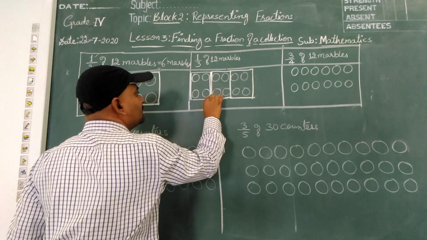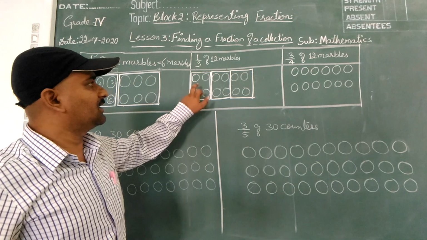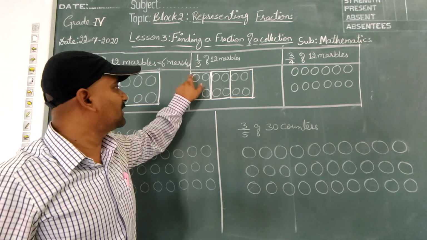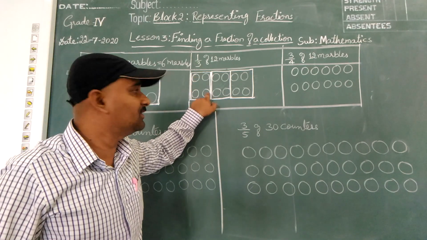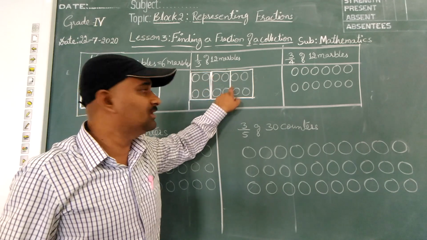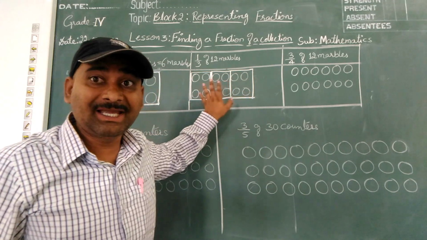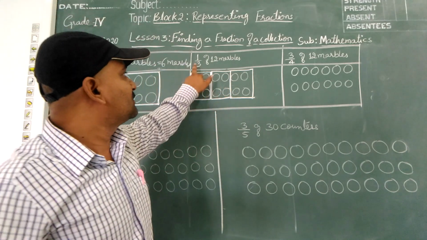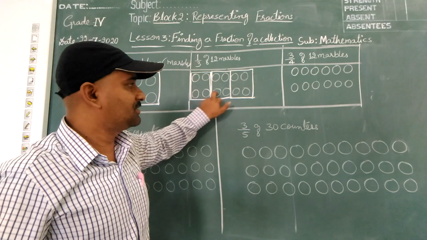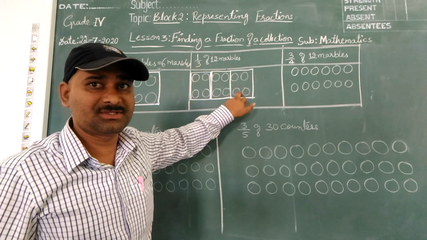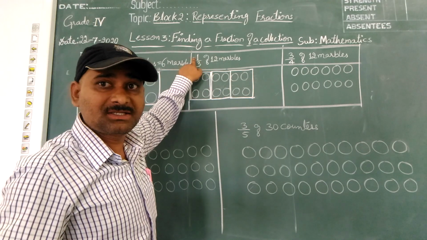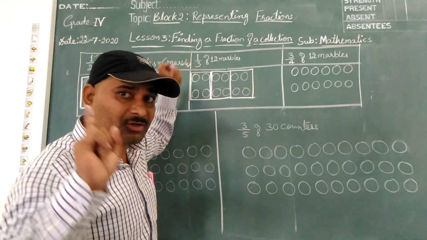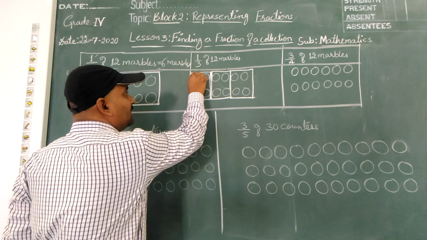I have made 3 groups, no children. First group 4 marbles: 1, 2, 3, 4. Second group 4 marbles, third group 4 marbles. Equal number of marbles should be there, right? So 3 groups, denominator 3 means 3 groups. How many should we select? Only one group. Select one group in this.